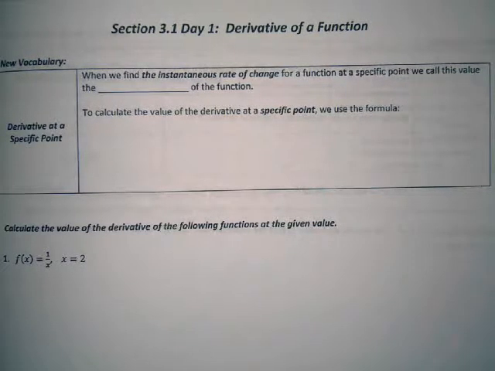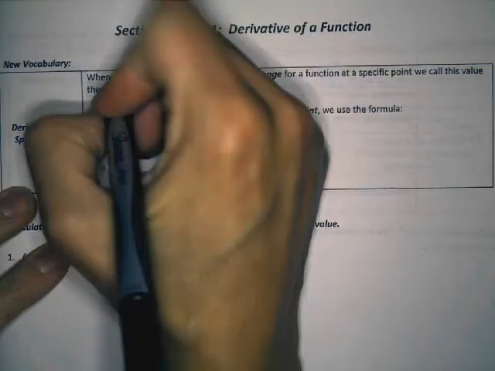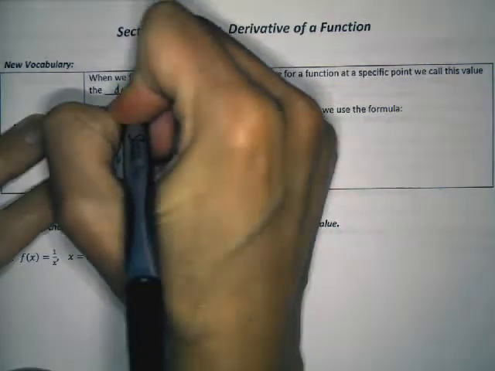Hi everyone. Today's video is going to cover section 3.1 day 1, and we're going to be talking about the derivative of a function. And what you're going to find as we go through this is that we've actually been doing this already, we've just been calling it something different. So to get started, when we find the instantaneous rate of change for a function at a specific point, we call this value the derivative of the function.